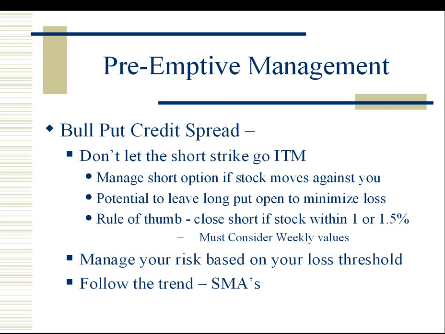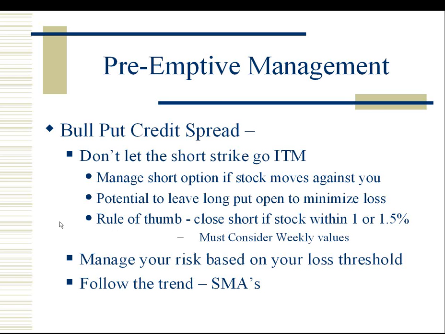Okay, that's 1%. So if the stock drops within 1% and my short put is now only 1% out of the money or so in that position, that's when I'd look to manage it. That's the trigger point we like to use, if it reaches within 1 or 1.5% out of the money. Now I have a note here, must consider weekly values.